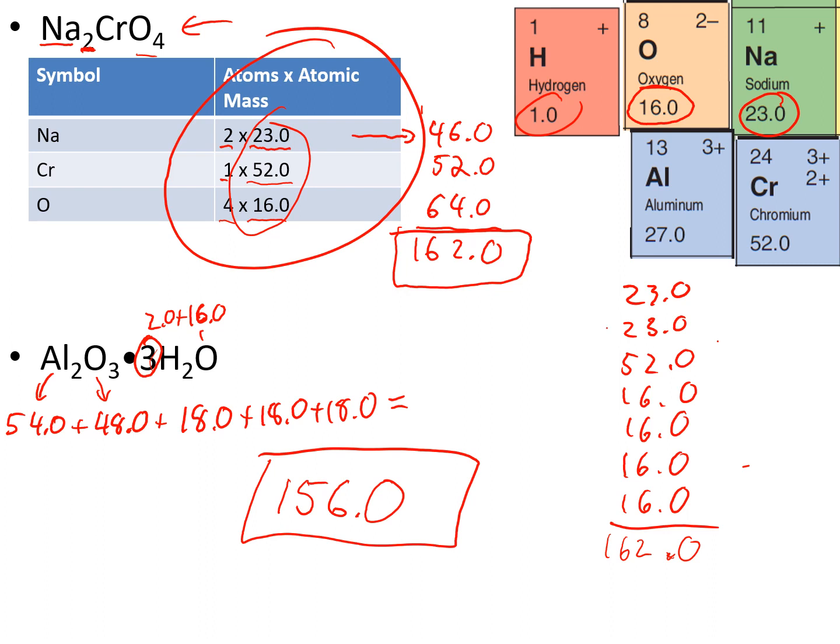Now, what does that mean? What does this 156 mean? It means how many grams is in 1 mole. So if I had 156 grams of aluminum oxide trihydrate, then I would have 6.02 times 10 to the 23 particles of aluminum oxide trihydrate. And for this other one right here, if I had 162 grams of sodium chromate, I would have 1 mole of it, or 6.02 times 10 to the 23 particles of sodium chromate.